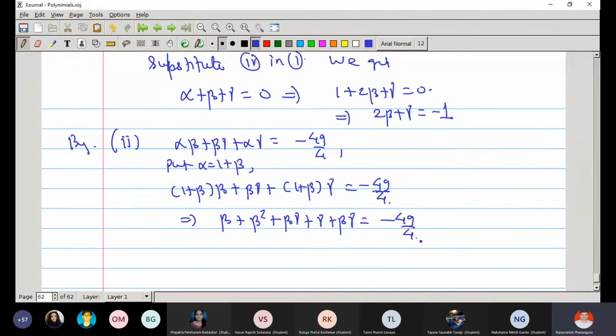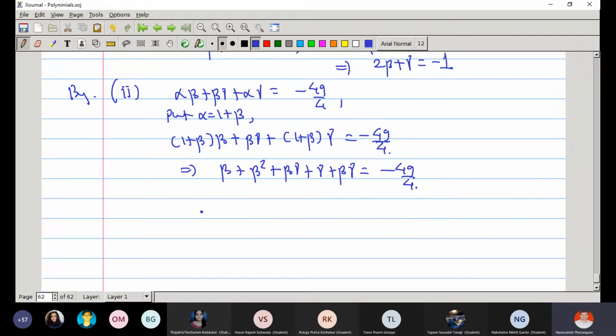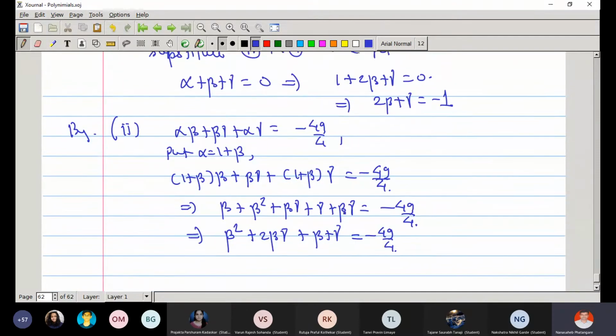Let us simplify this. Beta square plus 2 beta gamma plus beta plus gamma is equal to minus 49 by 4. Now, can we eliminate gamma so that we'll get an expression in beta, a quadratic equation for beta? Can you eliminate?